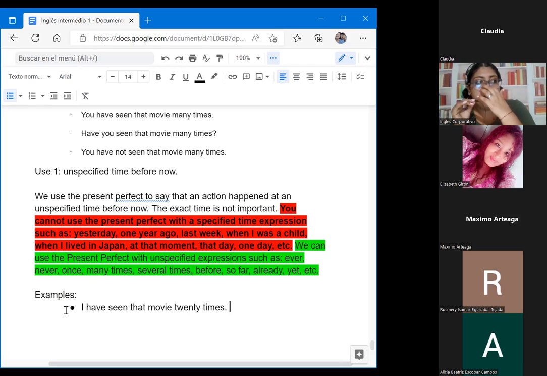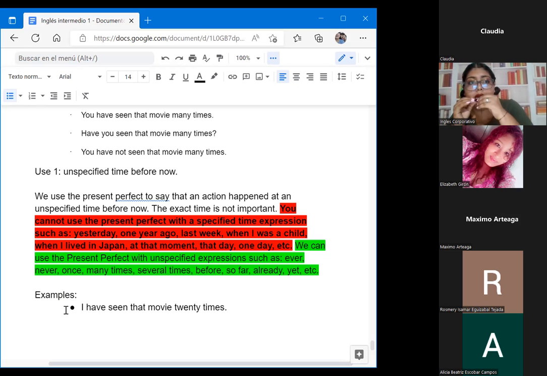Maybe, if this is a very old movie, I can say that I began watching this movie when I was a child. But in this case, I am just telling you that I have seen this movie a lot, but I am not telling you that I have seen that movie yesterday, or two weeks ago, or something like that. I am just talking about the times, 20 times during my life or in the last 5 years or something like that. But I am not specifying the time. I am just telling you another thing about the movie.